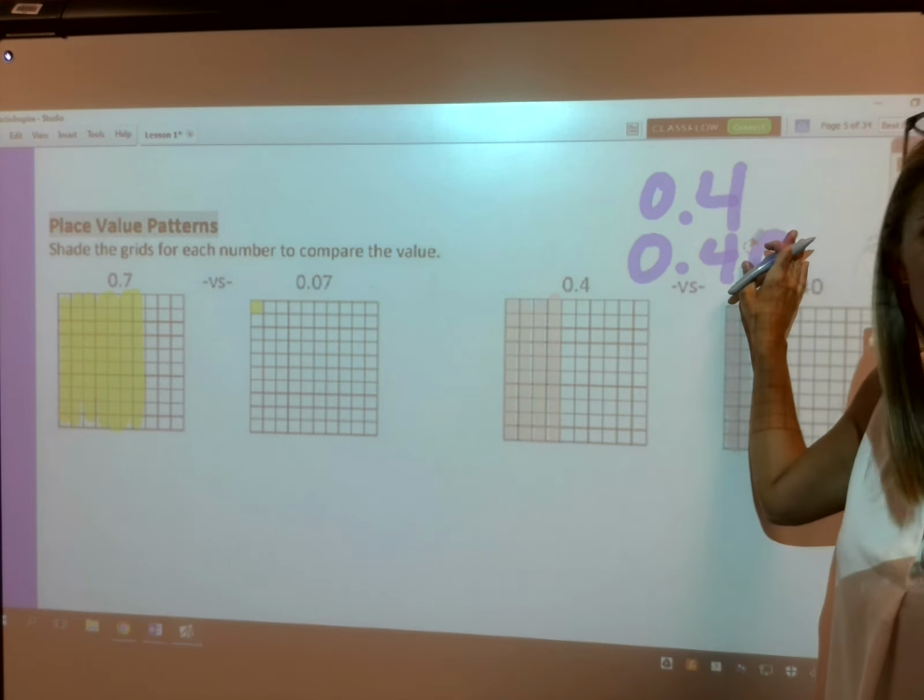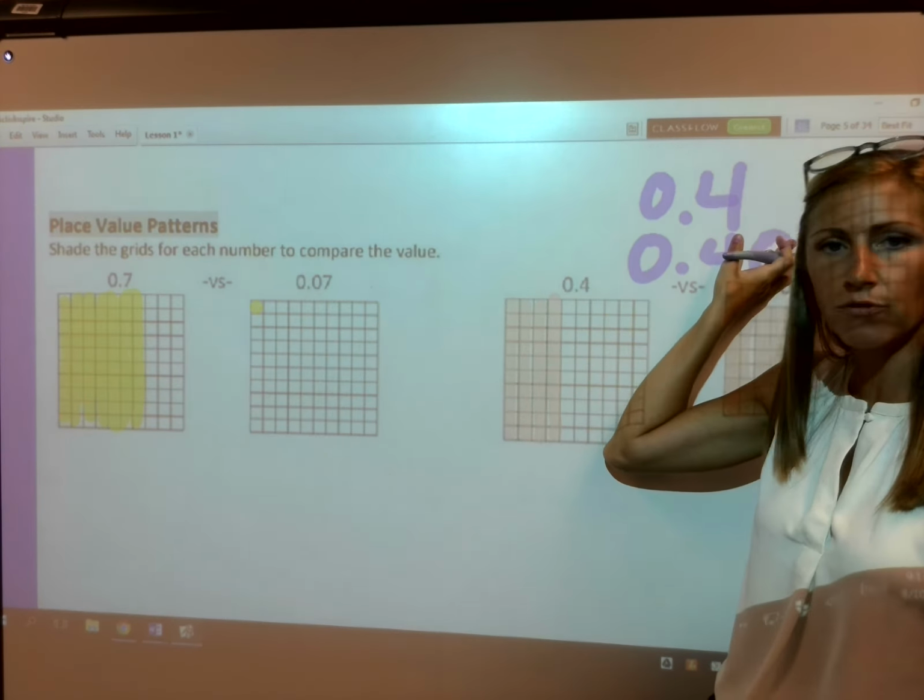So these extra zeros don't have a value, therefore they do not change the value of where these 4s are at. So I could have a 0 here. I could have another 0. Now we'd read it different. It would be read completely different, but it's equal value to all of these.